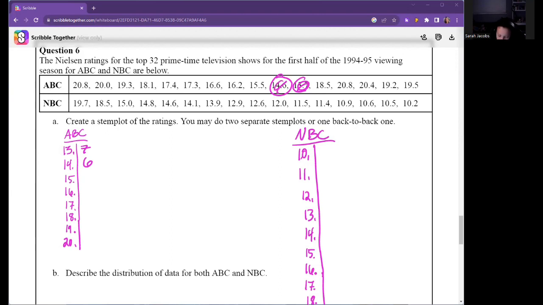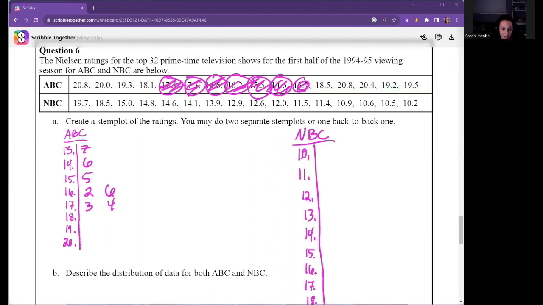It's 14.6. Now I'm going to scan through for any 15s. Okay, here's one. And again, there's only one, 15.5. Then I've got some 16s, so I'm scanning. Okay, here's a 16, here's a 16. So 16.2 is lower than 16.6. These are both good. 17s, we've got 1, 2, so we've got 3 and 4.